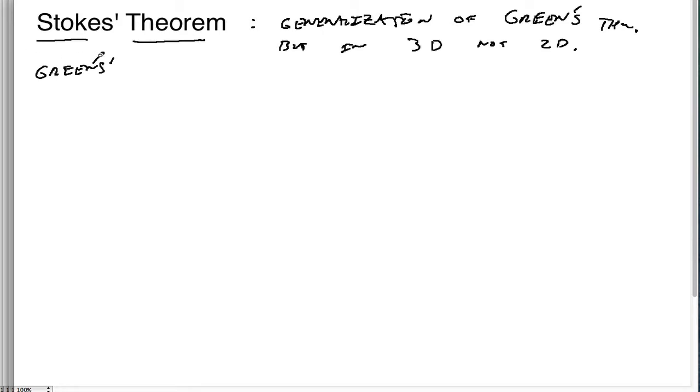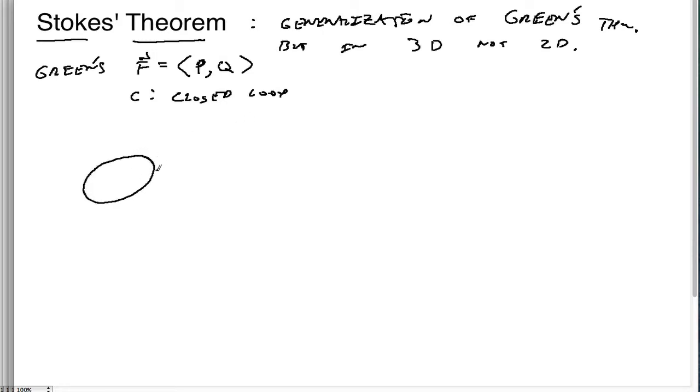So Green's theorem was we have some vector field which is defined in 2D. P and Q are the 2 components of this vector field, and they're both functions of x and y. And we have some closed loop, and we think of it as a simple loop, so just something like this, like that, and it's going around like so. And it encloses some region D. Okay, so we have a C, which is our closed loop, and it encloses some region D.